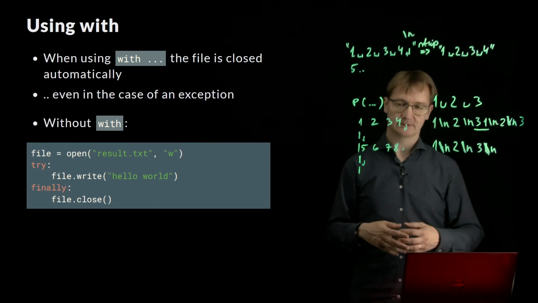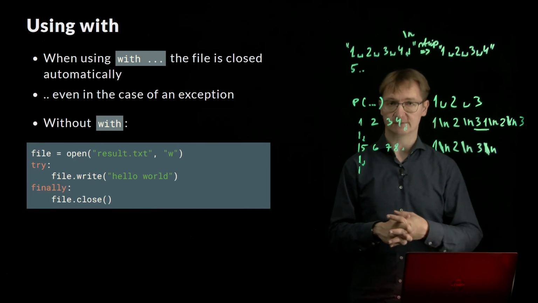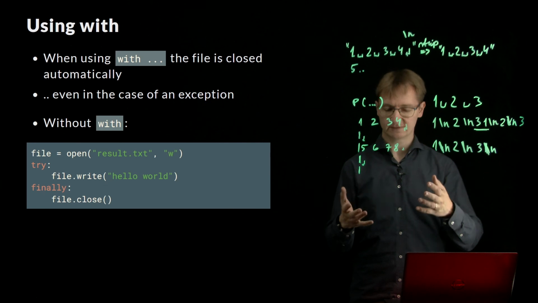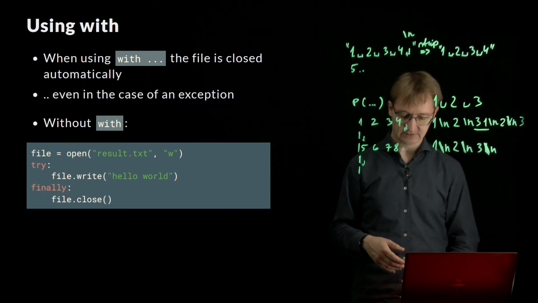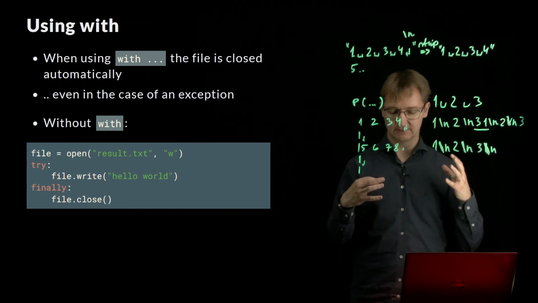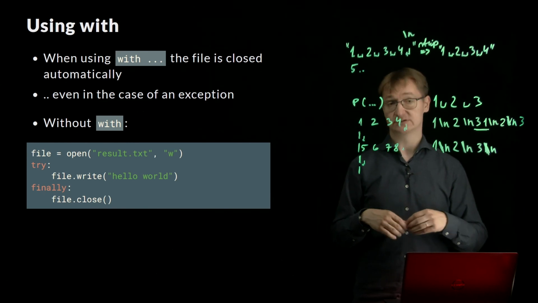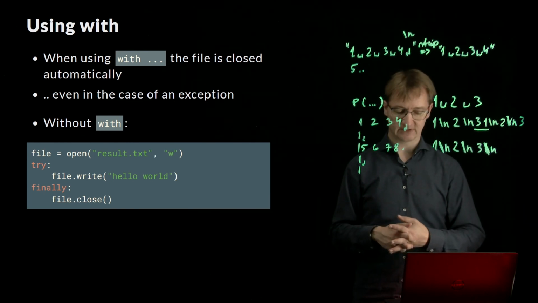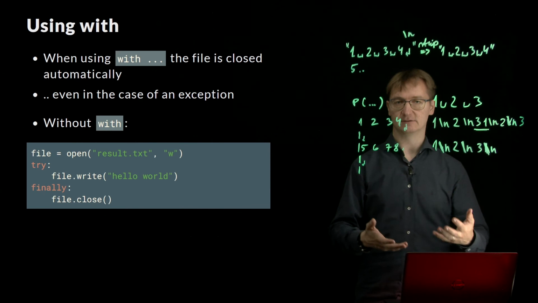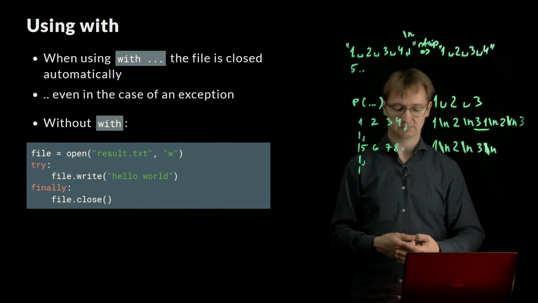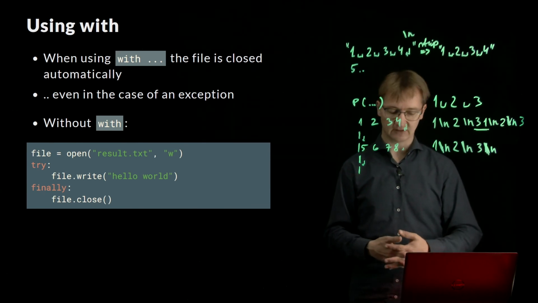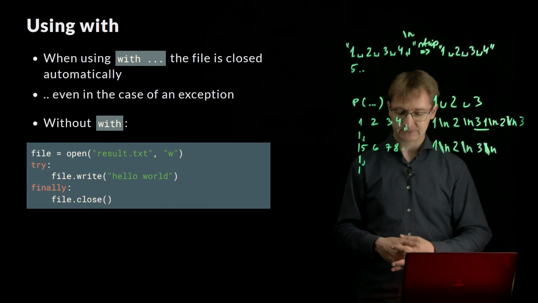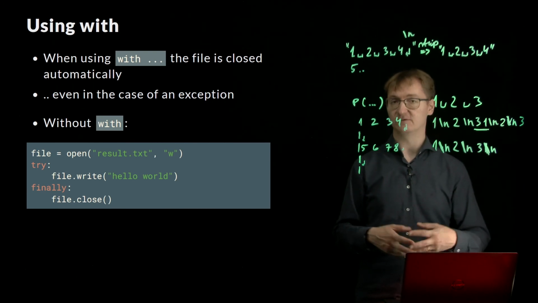But the code itself without the with statement is as follows. So basically we use the same function open, which has the same arguments, the file name and then the mode, or what we do with this file, whether we read or write, and then I put it into a variable file.